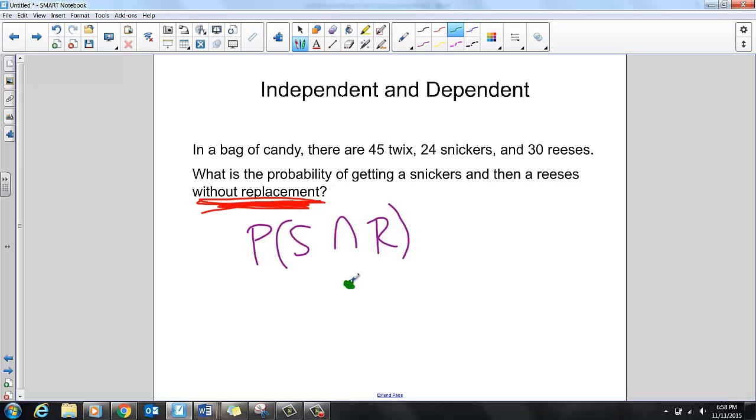All right, so we want to find the probability of a Snickers, which is out of the total amount of candy that I have. 30 and 45 are 75 plus 24, that's 99 pieces of candy. So probability of a Snickers is 24 out of 99. And because we are not replacing it, my probability of getting a Reese's is 30. And because it was not replaced, I have one less piece of candy in the bag. So it's going to be 24 over 99 times 30 over 98.